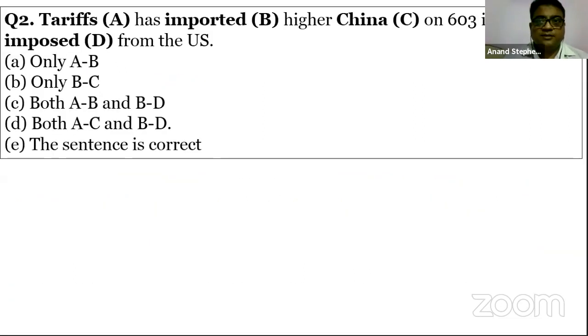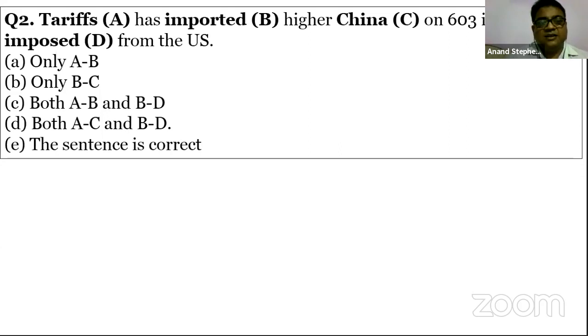Okay, let's do it together. Tariffs has imported higher China on 603 items imposed from US. Don't you think the sentence appears to be weird, conveying no meaning?